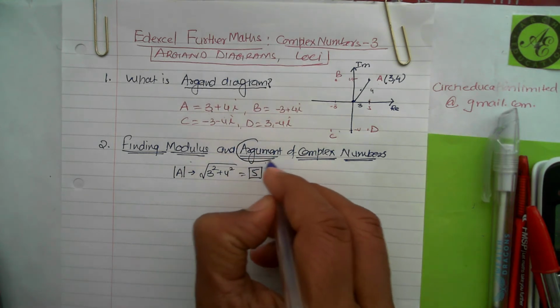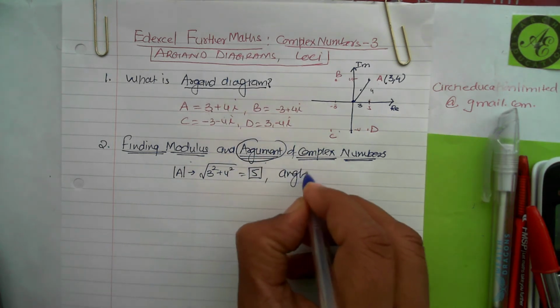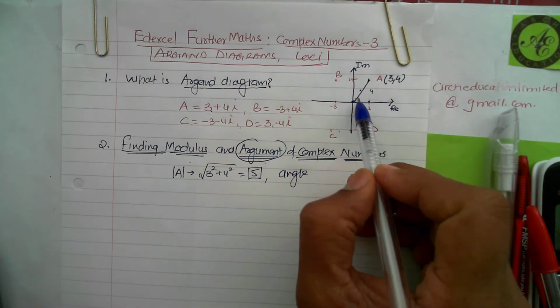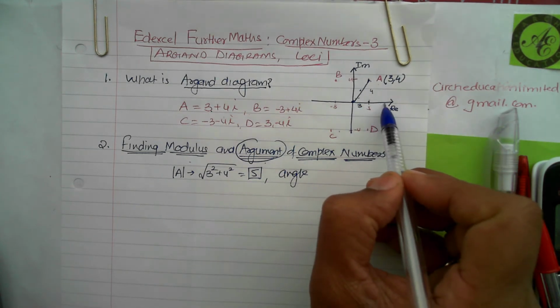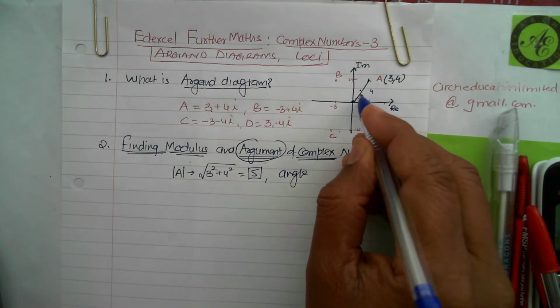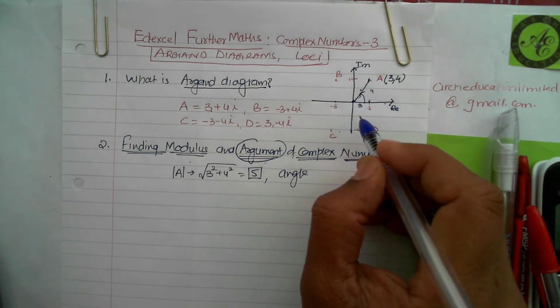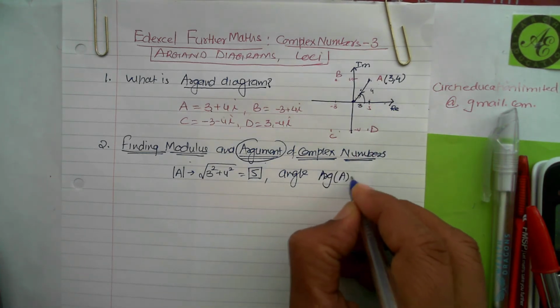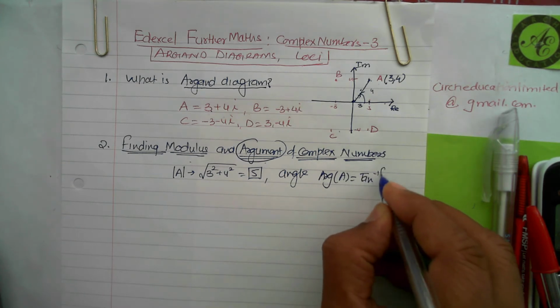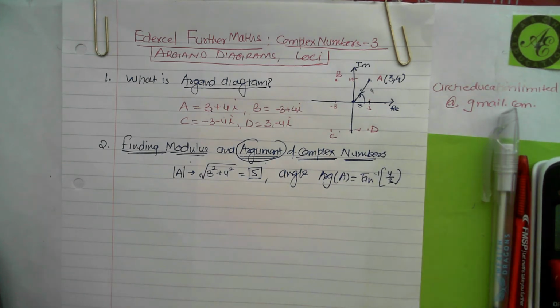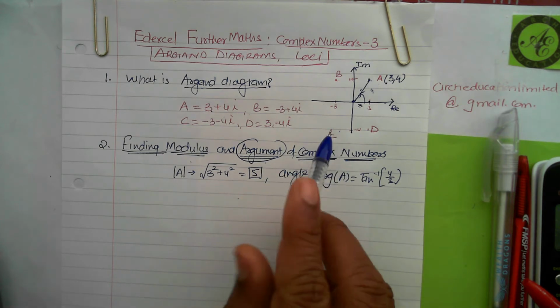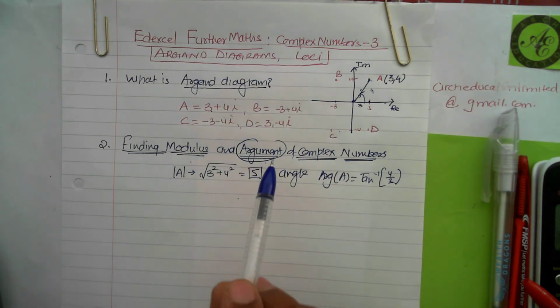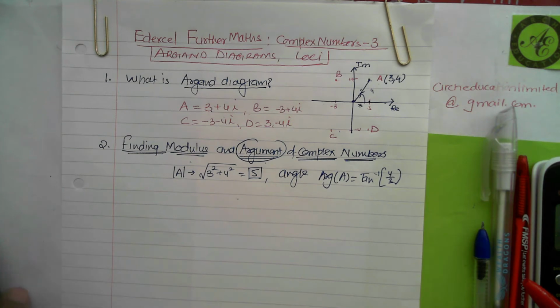And the argument is the angle that the line makes with the positive real axis in an anti-clockwise direction or in a clockwise direction. We'll talk about that a little later. So the argument here in this case would be: argument of A would be tan inverse of 4 over 3. This is an exam style question. They will ask you to find the modulus and argument of certain complex numbers given in the form a plus bi. And I'm going to do a question to give you an example of that.